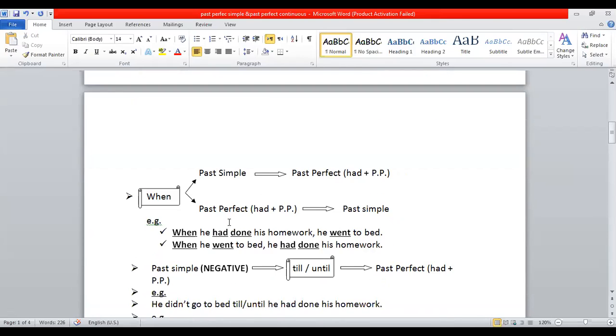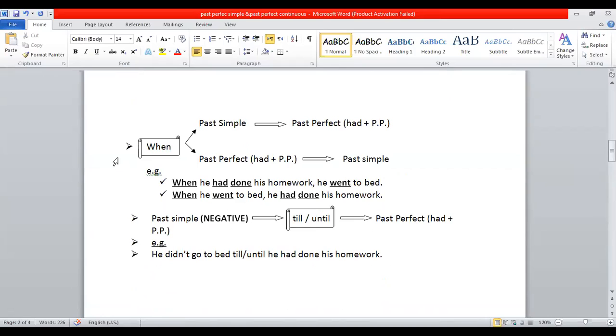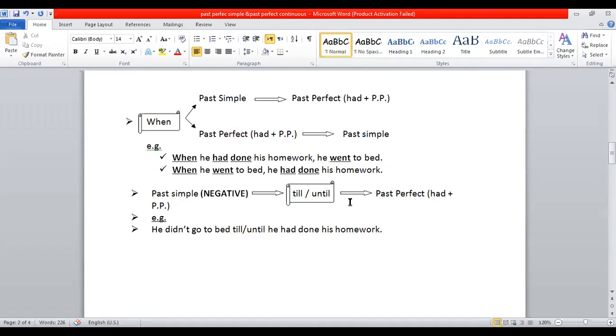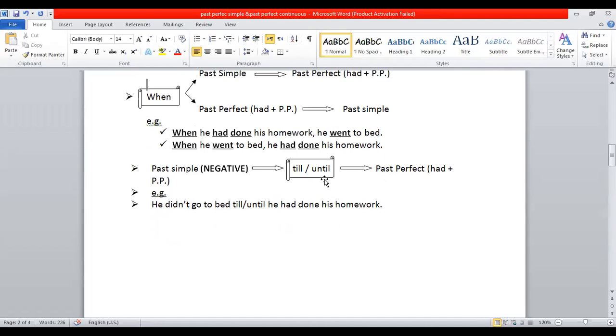Another keyword is when. By the way, when you can put after it past simple and then past perfect, or past perfect and then past simple. They are the same. Like these examples. The first one, when he had done his homework, he went to bed, or when he went to bed, he had done his homework. They are the same.